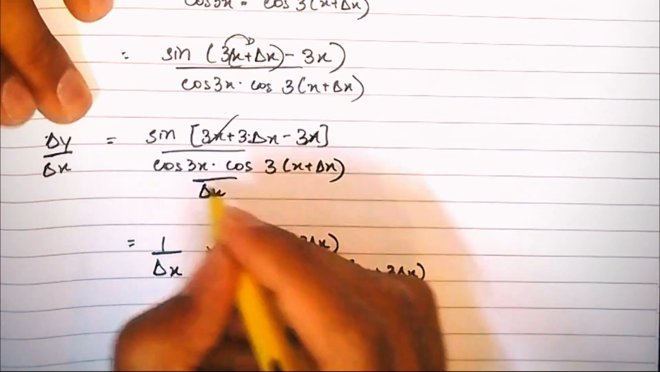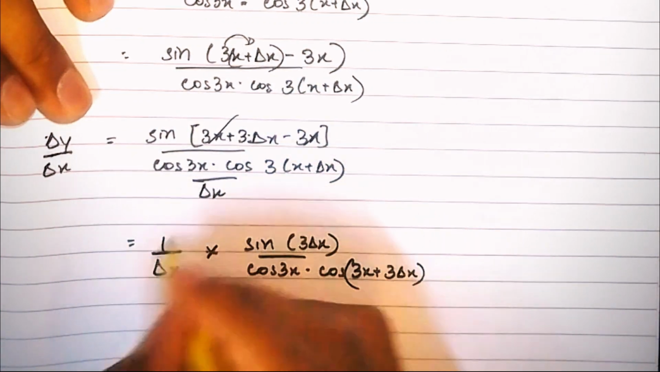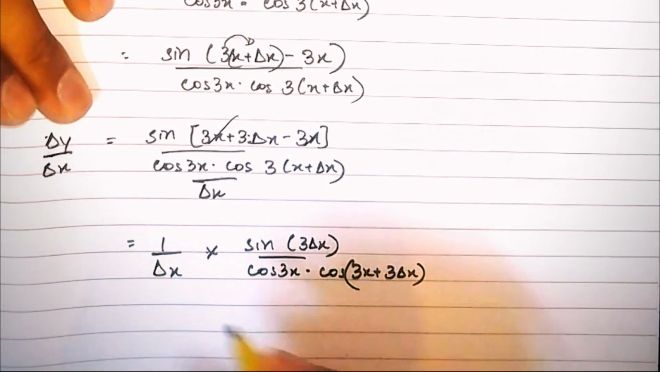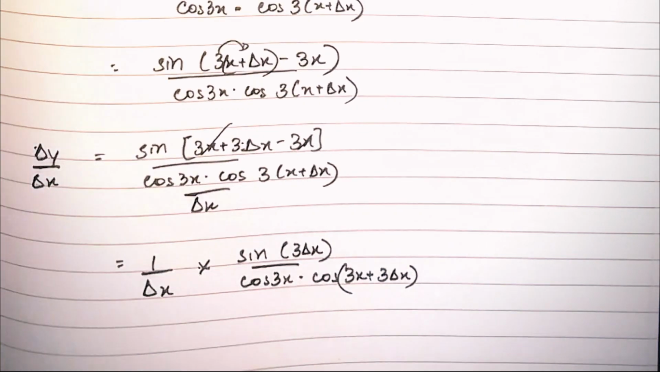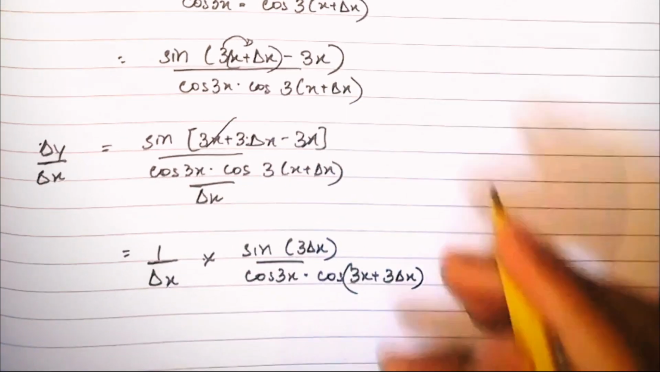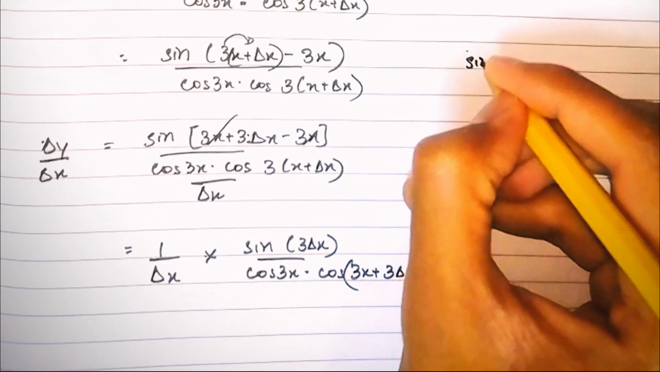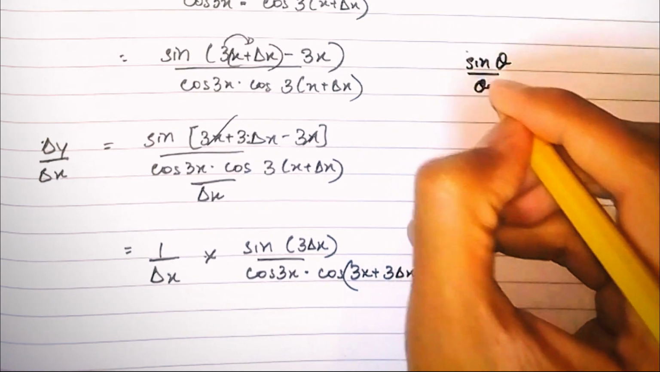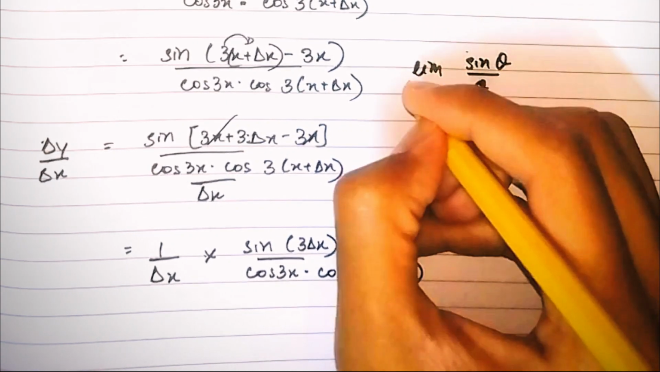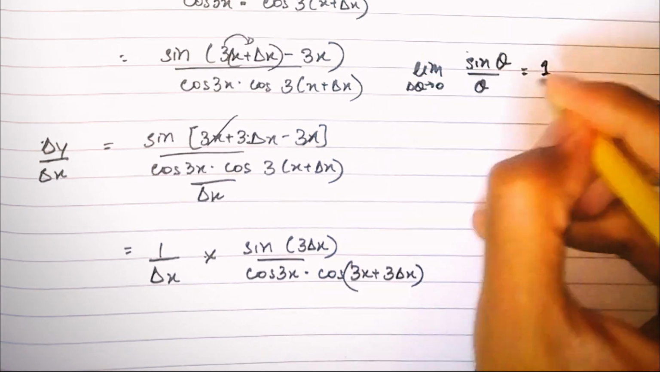You can see that delta x was being divided over here, and I can write it in this form, so it will again be equal to delta x divided by that. Okay, so in the previous questions we saw that we had an identity like sine theta divided by theta, and its limit as theta approaches 0 would be equal to 1.